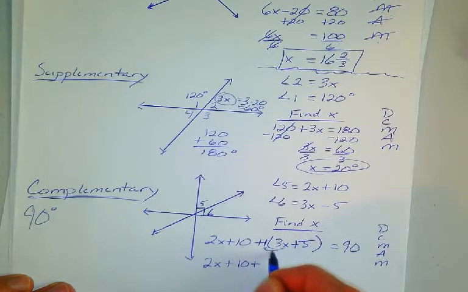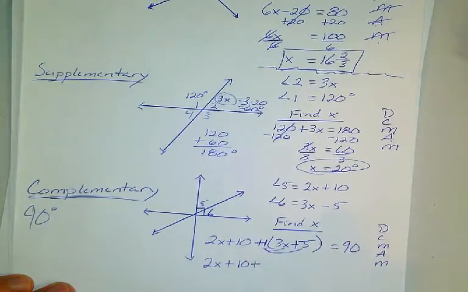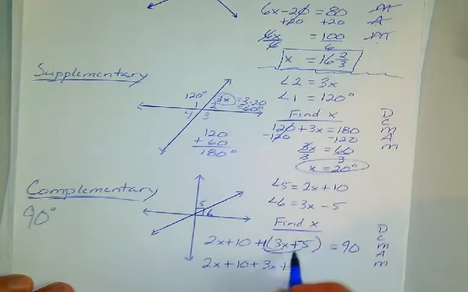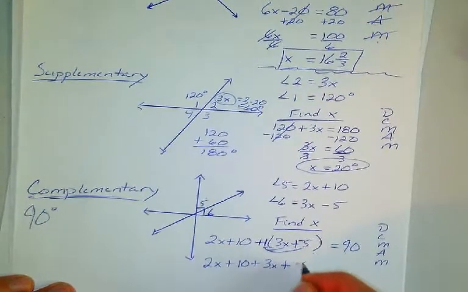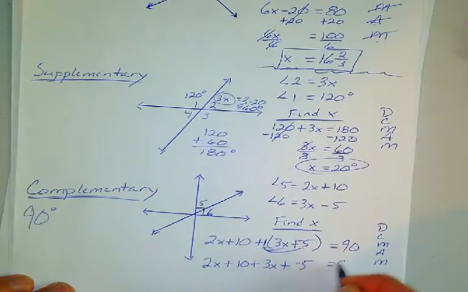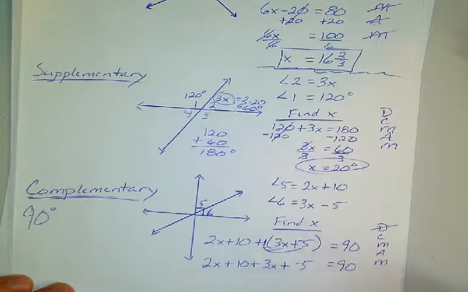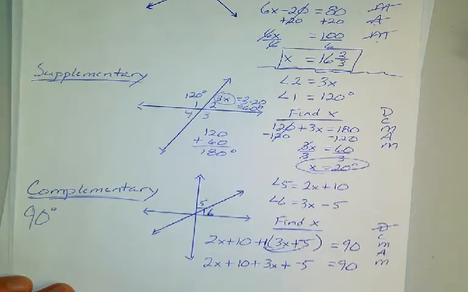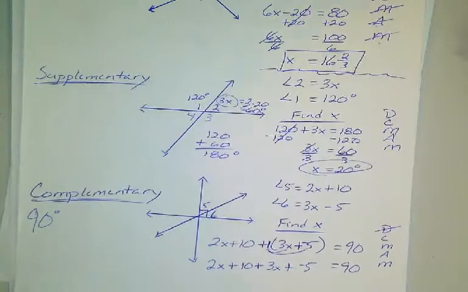I'm going to multiply it to both terms on the inside. 1 times 3x is 3x. Drop down your plus sign. 1 times negative 5 is negative 5. Equals 90. So I distributed. Now really, guys, did I have to go through and show that 1 in the parentheses? Not really. If you have a 1, you can just drop the parentheses. But it's good practice.